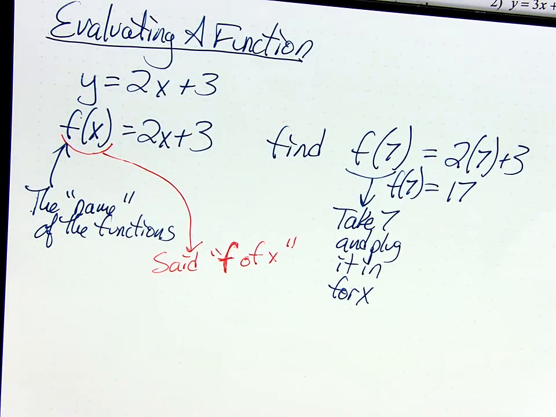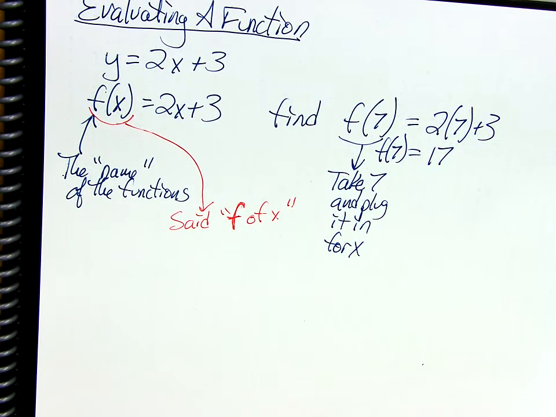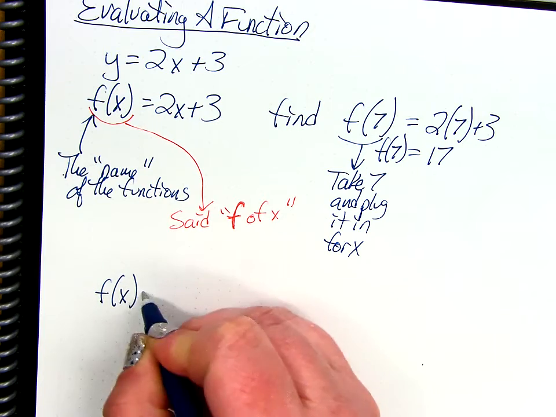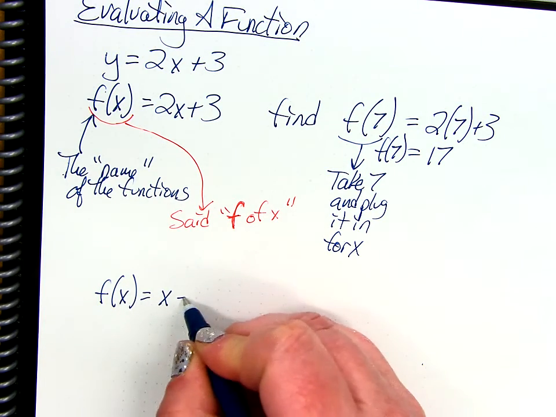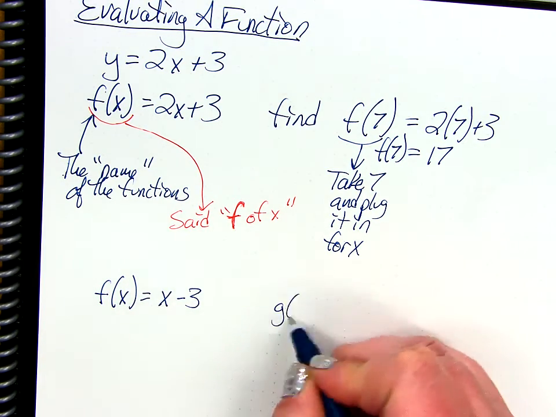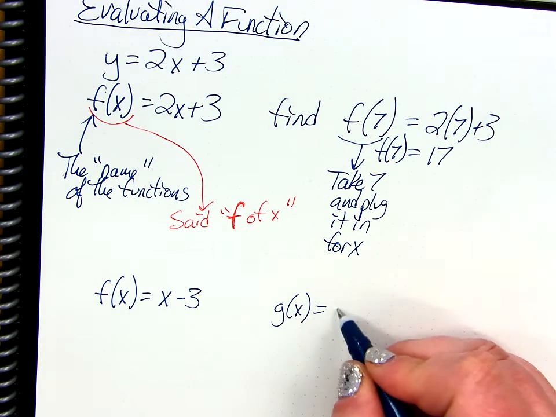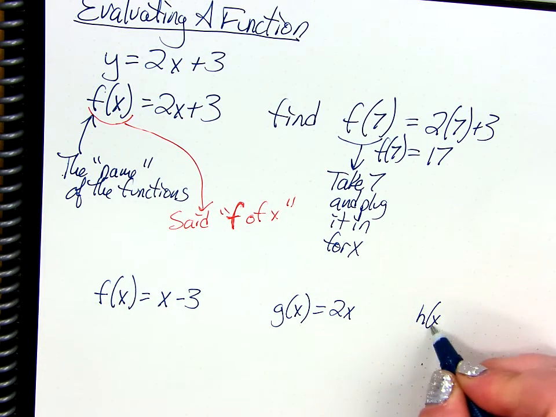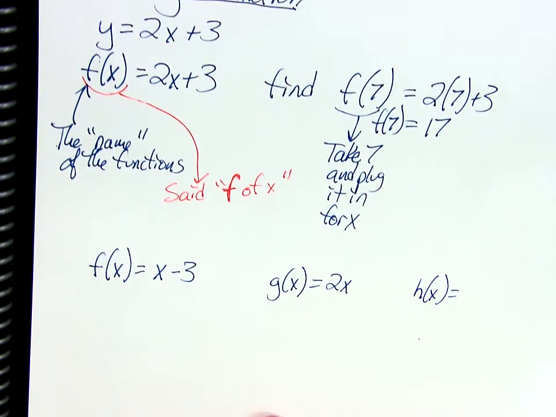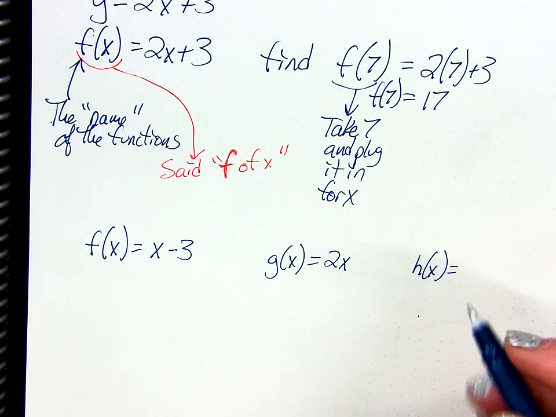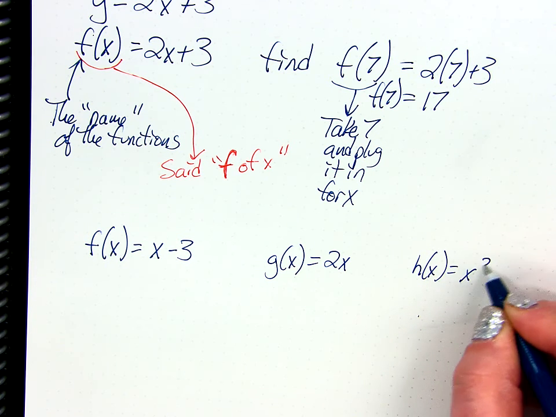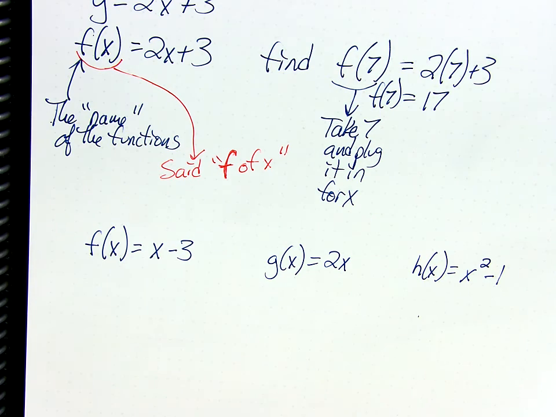All right, this might make more sense if we practice a couple. So I'm going to give us some functions down here. Let's do a new f function. Let's say f of x is x minus 3. Let's say g of x is 2x, and let's say h of x is, oh, I don't know, how about x squared minus 1. Something like that.